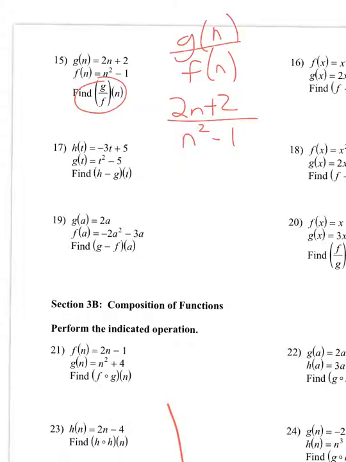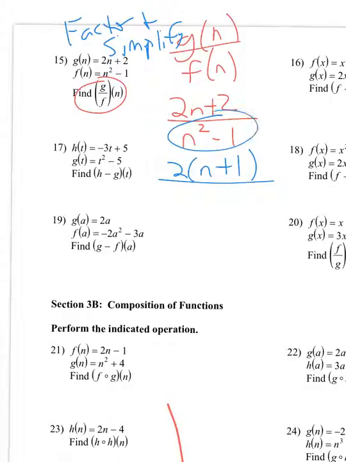And this looks very much like the rational expressions that we do. And now you want to see if you can factor and simplify or reduce if possible after you write division. So on the top I can take out a 2 and I'll be left with n plus 1. The bottom is a difference of 2 squares, factors into n plus 1, n minus 1. So this one does reduce, my n plus 1's cancel, and I get 2 over n minus 1.